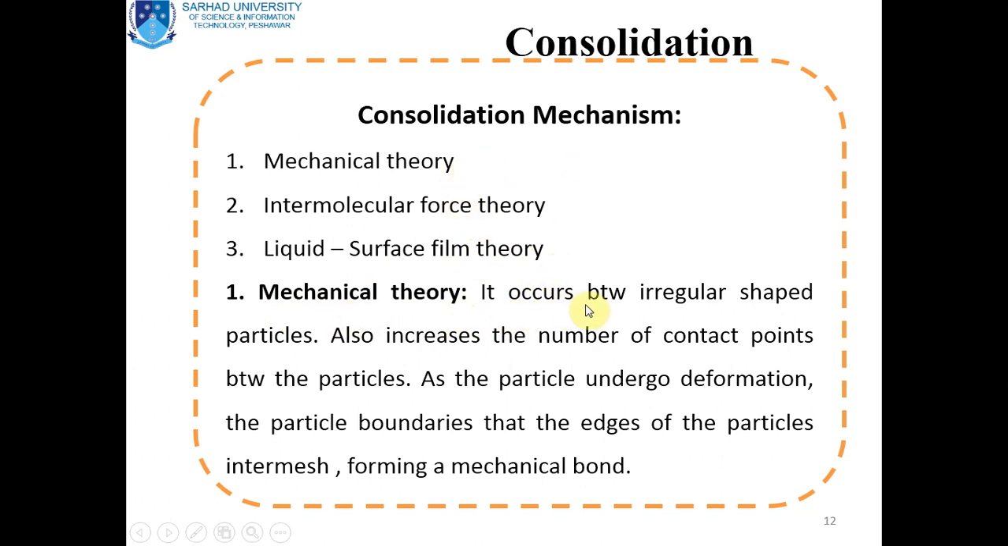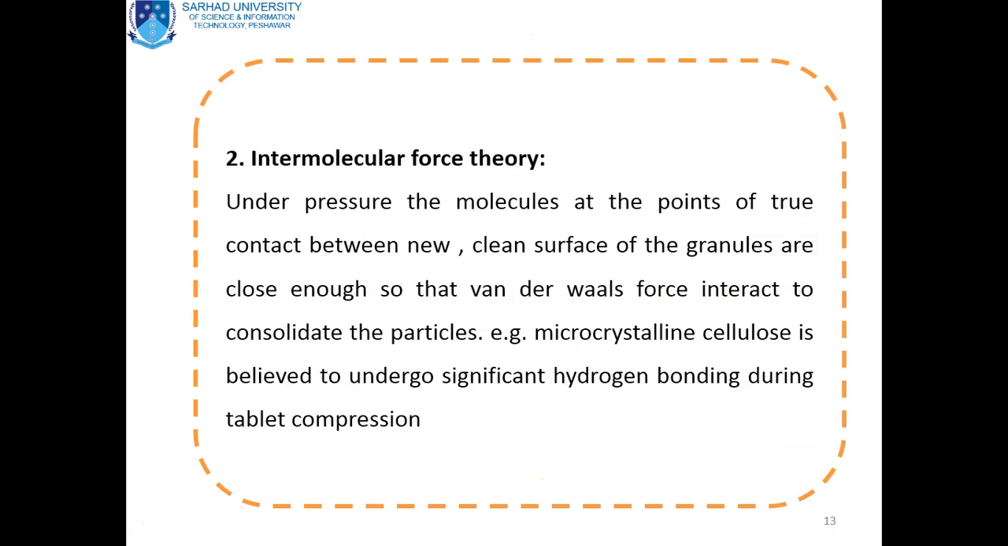By using this theory, consolidation occurs between irregular shaped particles, which also increases the number of contact points between the particles. As the particles undergo deformation, the particle boundaries at the edges of the particles intermesh, forming a mechanical bond. Remember that this occurs between irregular shaped particles and increases the number of contact points between the particles, according to the mechanical theory.